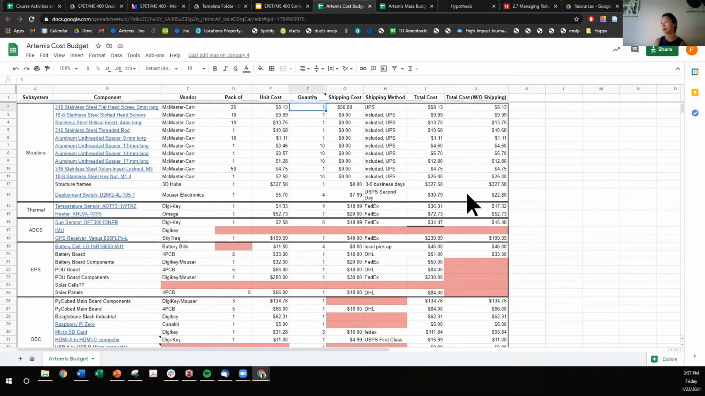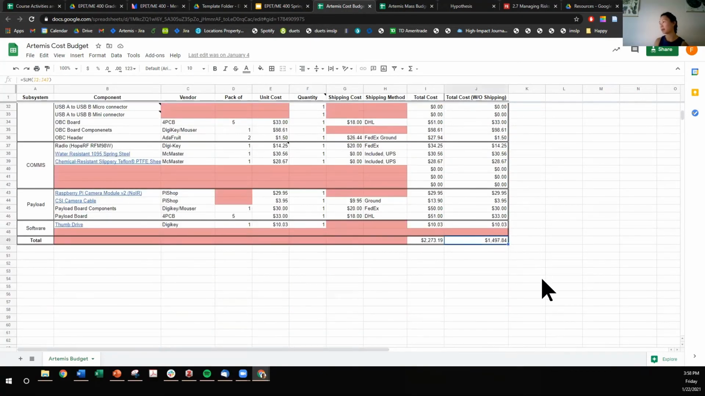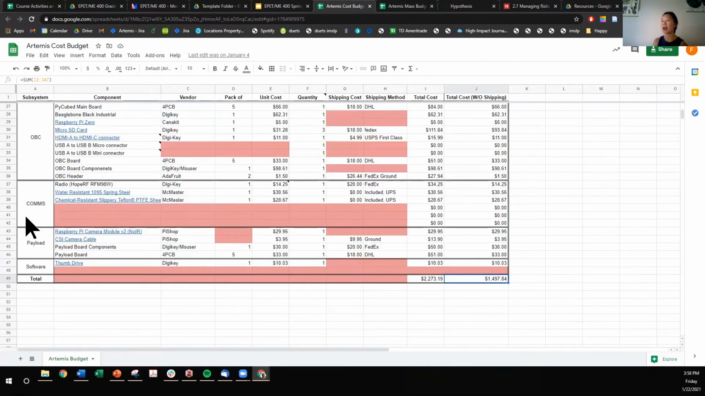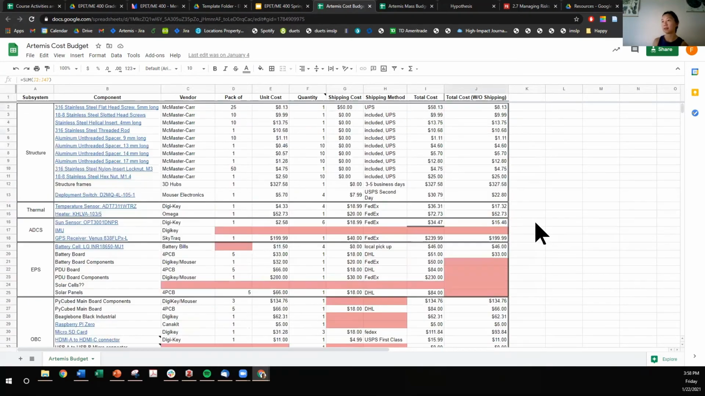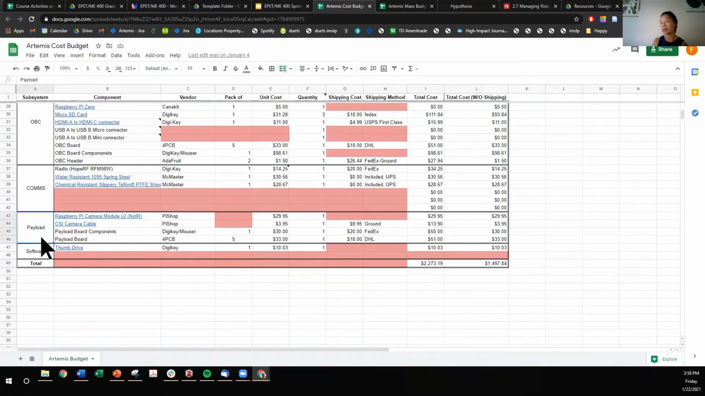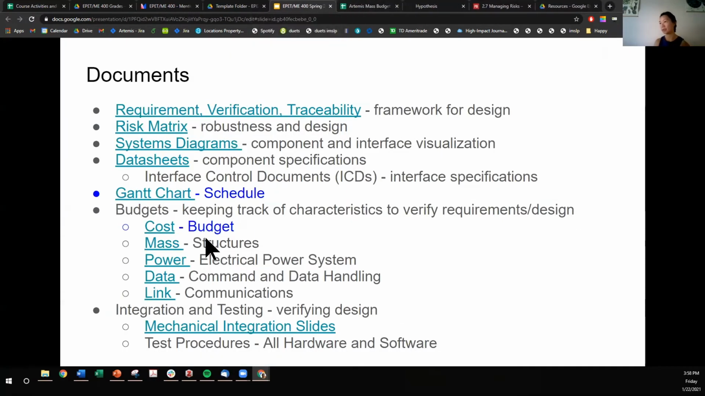I want your modifications and your payload to fall below $2,000. You don't have to worry about the Artemis CubeSat kit costs. We already sunk those costs, so you can just take that on for free. But if you were to, say, add more components to the communication subsystem, and you're going to add to the payload, those costs you will have to consider in that $2,000 cost budget. So that is a design constraint.